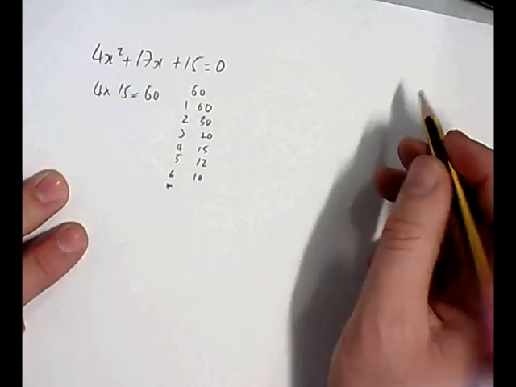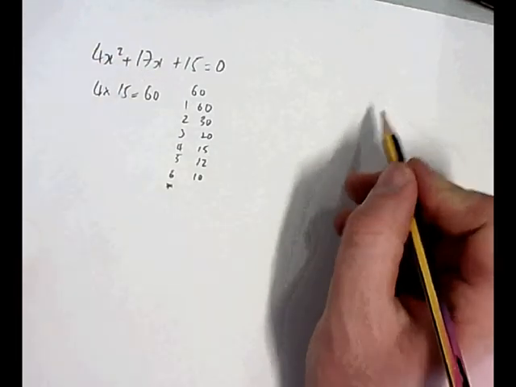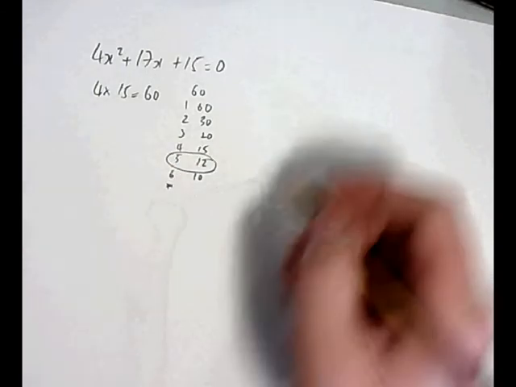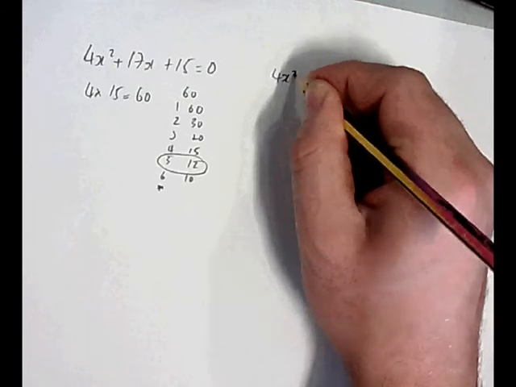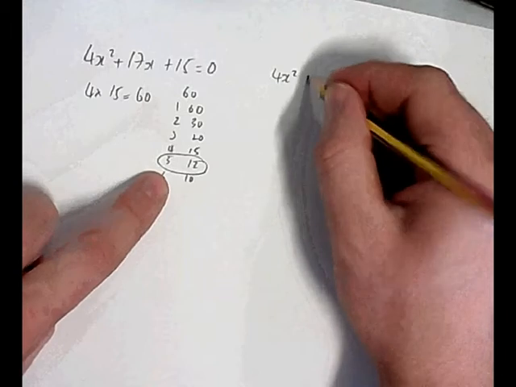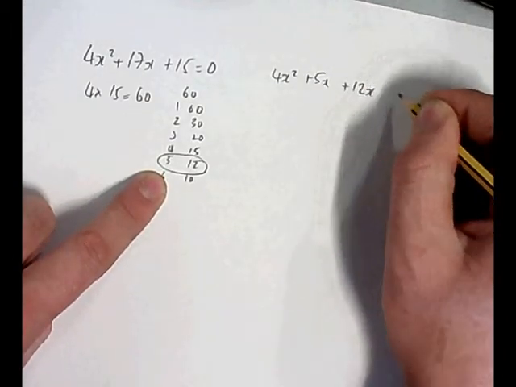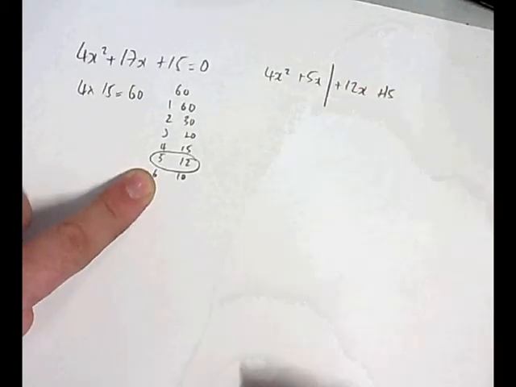So my factors, because they're all positive across my equation, both factors have to be positive. The only pair that add up to make 17 is 5 and 12. So I'm going to split my equation into 4x squared. The 17 is going to be where we split it. I'm going to go for 5x plus 12x plus 15 and break it in two.